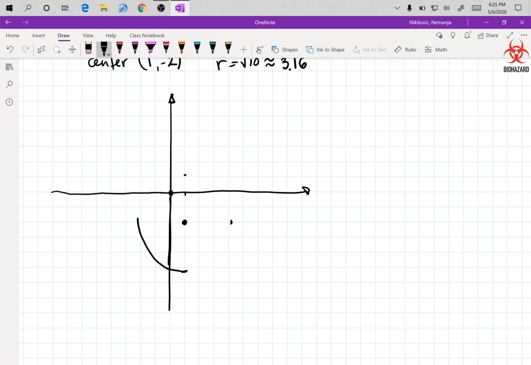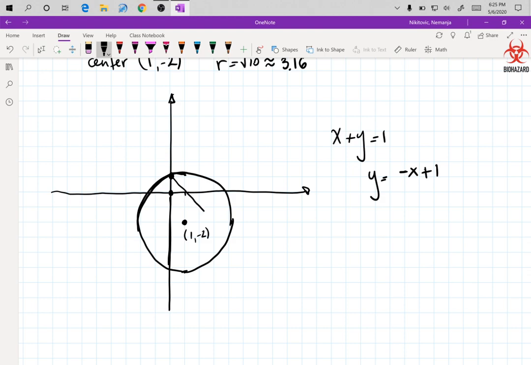And now we just do the circle the best we can. Say this is good. This is 1, -2 at the center. The other equation, x plus y equals 1, is actually y equals negative x plus 1, which is 1 and then negative 1 slope.